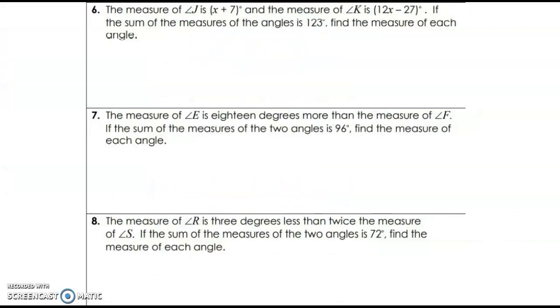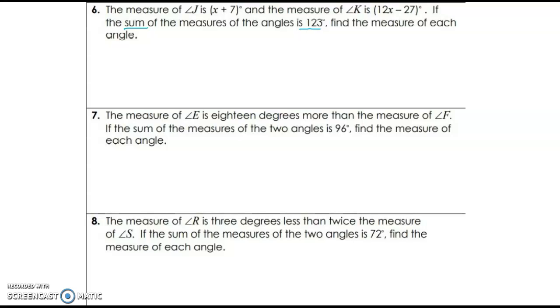Now let's look at some more advanced problems. Let's look at number 6. The measure of angle J is x plus 7, and the measure of angle K is 12x minus 27. If the sum of the measures of the angles is 123 degrees, find the measure of each angle.